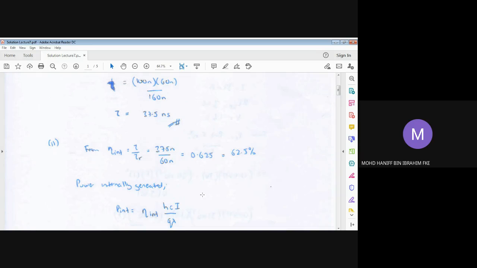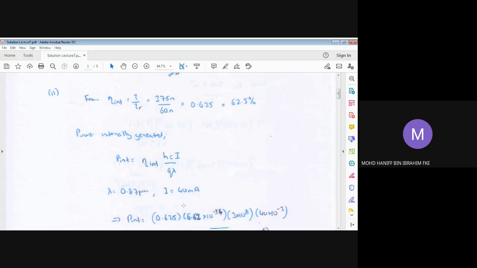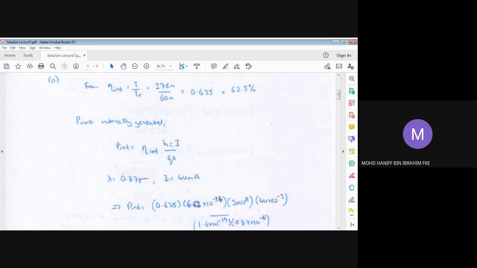From what we have learned before, the internal power generated, P int, can be calculated based on this equation: the internal quantum efficiency multiplied by Planck's constant h multiplied by c multiplied by I divided by q over lambda. Based on the question, I and lambda have been provided to you. Lambda is 0.87 micrometer, I is 40 milliampere. So based on those values, you can calculate the internal power generated in the LED by substituting the information.